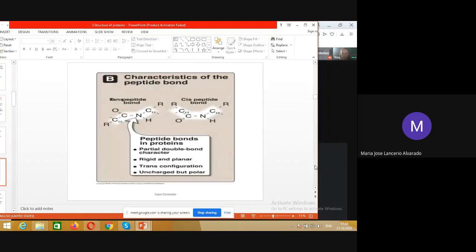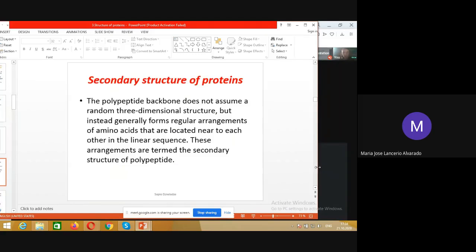You can read it about the peptide bond, and let's talk about the secondary structure of the protein. The polypeptide backbone does not assume a random three-dimensional structure, but instead generally forms regular arrangements of amino acids that are located near to each other in the linear sequence. These arrangements are termed the secondary structure of polypeptide.